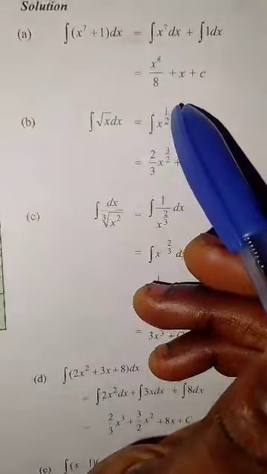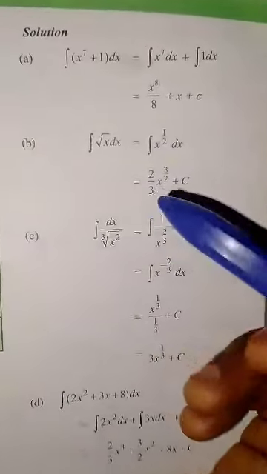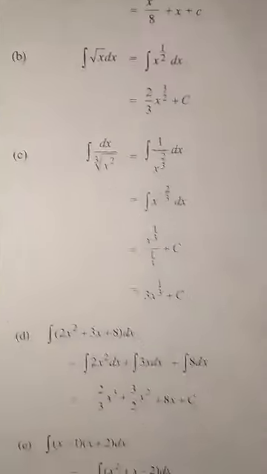So x raised to power 1 over 2, what will you do? Add 1 to the power and divide by the resulting power. Let me show you here. So look at it. x raised to power 1 over 2 plus 1, then all over 1 over 2 plus 1, then plus c. That is x raised to power 3 over 2, all over 3 over 2, plus c. So when you divide this one by this one, it becomes x raised to power 3 over 2 divided by 3 over 2.